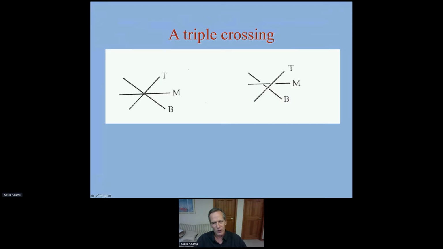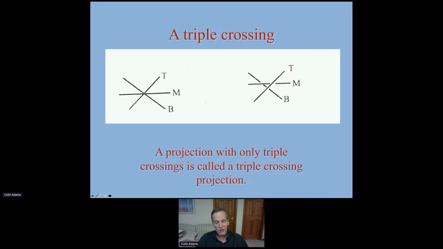I have one strand that's going over everything and one strand that's going under everything, and then one strand in the middle. So this is what I call a TMB crossing. We'll come back to that idea in a second. And so you'd like to know, is it true that every knot has a projection with only triple crossings? And if I have a projection with only triple crossings, I'll call it a triple crossing projection.